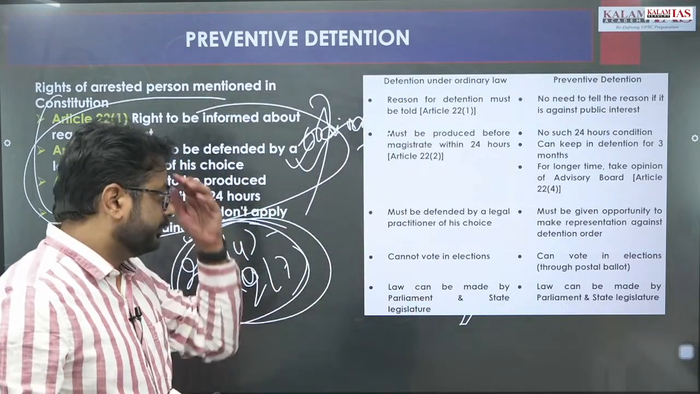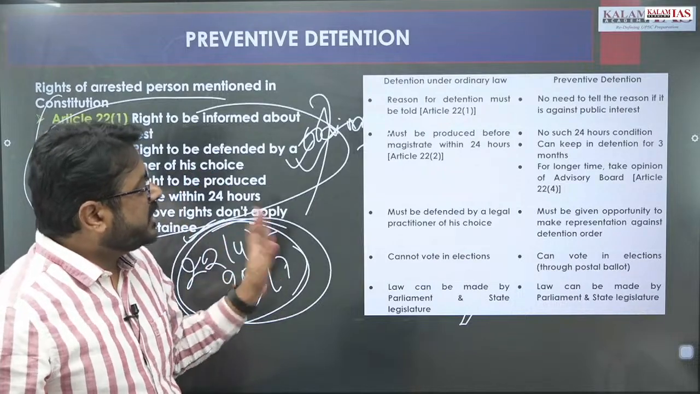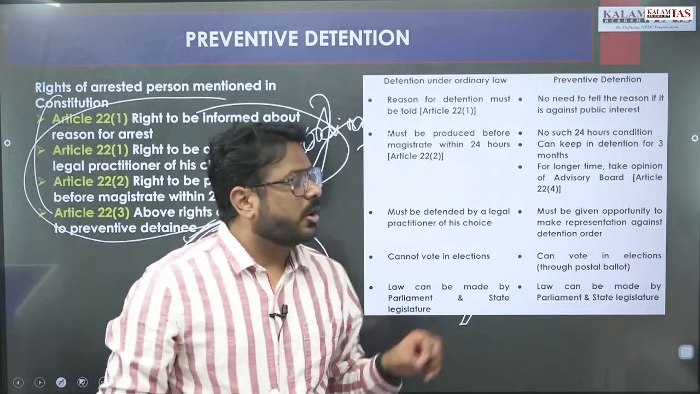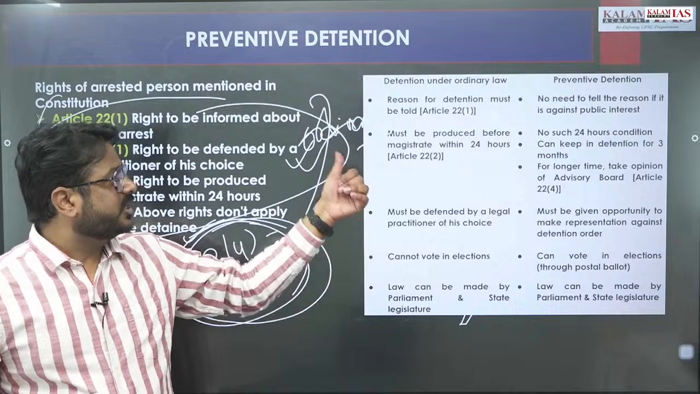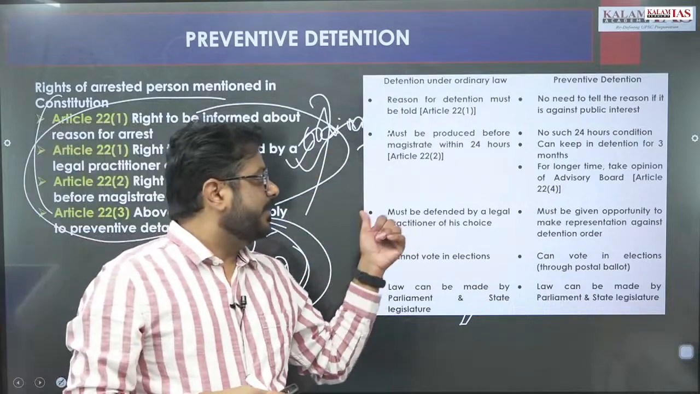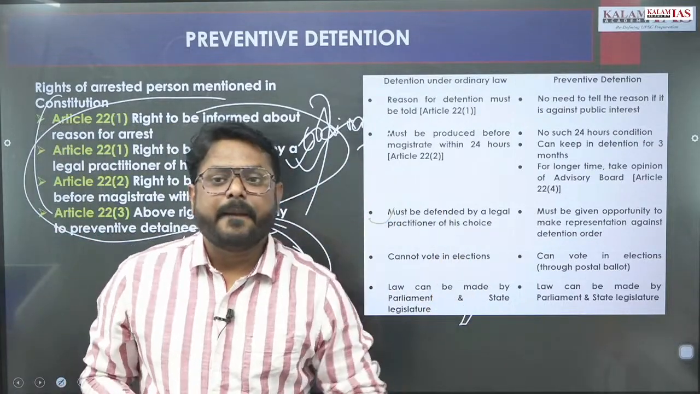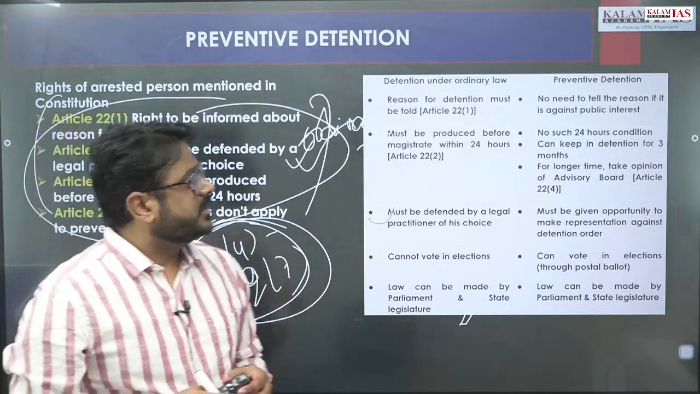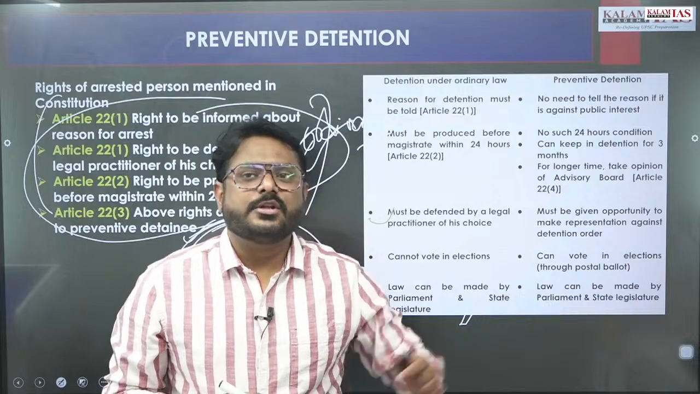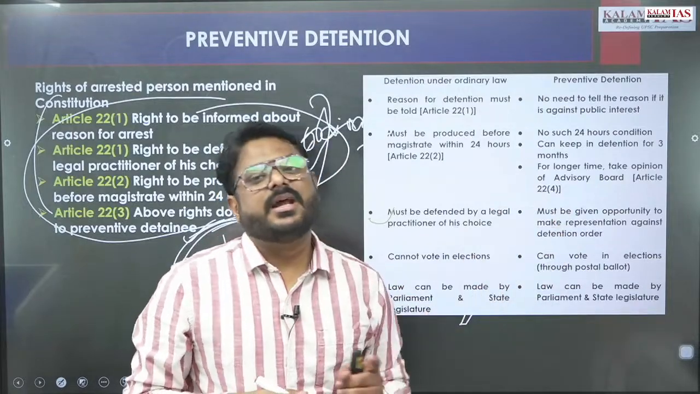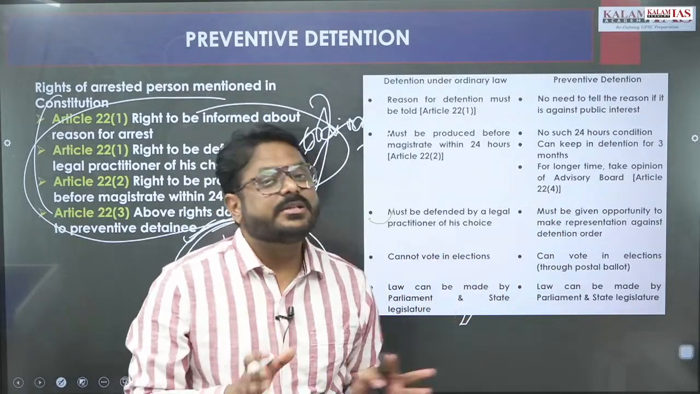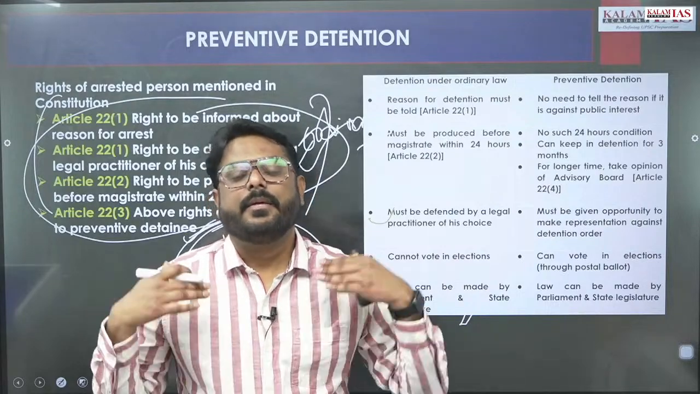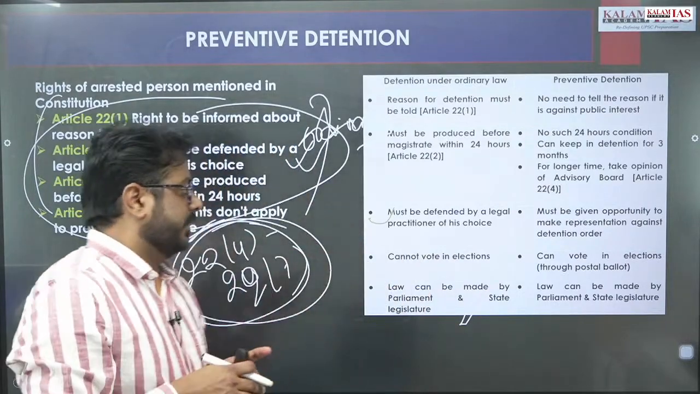ठीक है. Then must be defended by the legal practitioner of his choice. ऑर्डिनरी लॉ के केस में हमने देखा कि कैसे ये लीगल प्रैक्टिशनर ऑफ हिज चॉइस हो सकता है, बट प्रिवेंटिव डिटेंशन में मस्ट बी गिवन अपॉर्चुनिटी टू मेक रिप्रेजेंटेशन अगेंस्ट द डिटेंशन ऑर्डर, सो दैट प्रोविजन इज देयर दैट some kinds of representation can be filed by the convict.